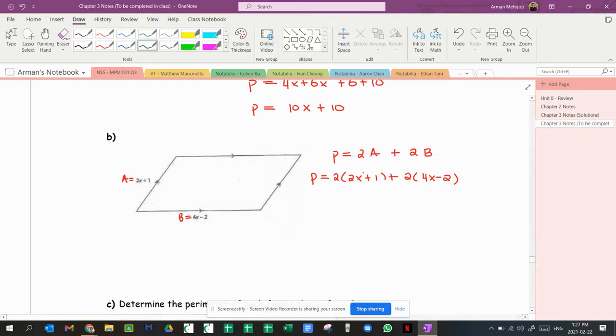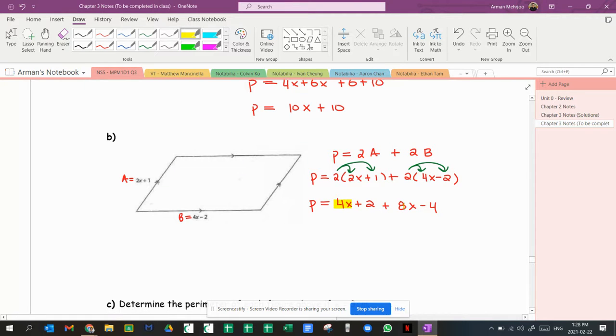Now, I can do some distributing. So I have this 2 that's in front of my bracketed terms, so I'm going to distribute it to both of those terms. And then I also have a 2 here that can be distributed to both of those terms. So 2 times 4x is 8x. 2 times negative 2. So remember, when you have a positive number times a negative number, your answer should be negative.